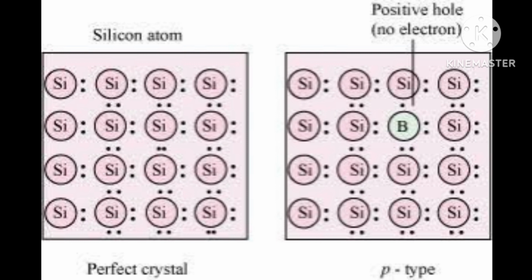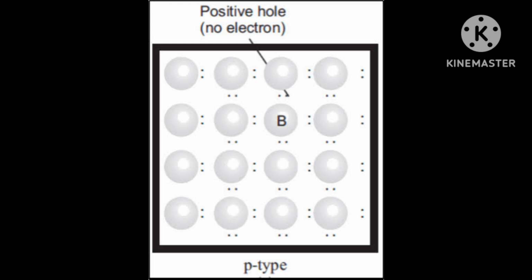Various combinations of N-type and P-type semiconductors are used for making electronic components. A diode is a combination of N-type and P-type semiconductors and is used as a rectifier. Transistors are made by sandwiching a layer of one type of semiconductor between two layers of the other type of semiconductor.